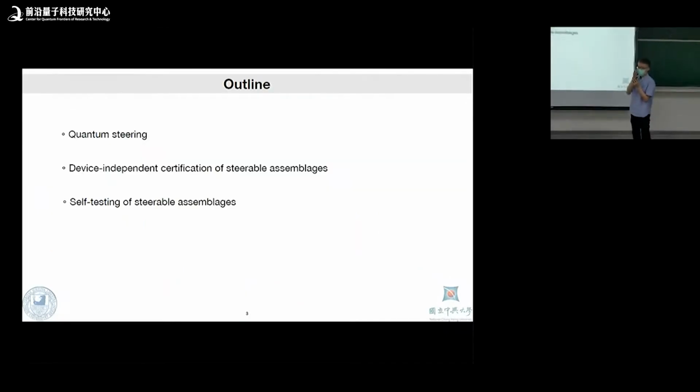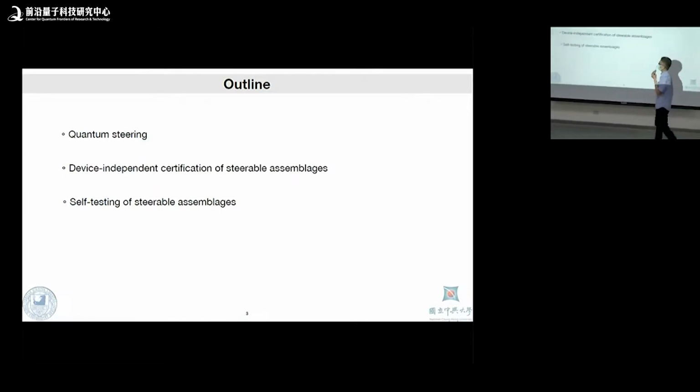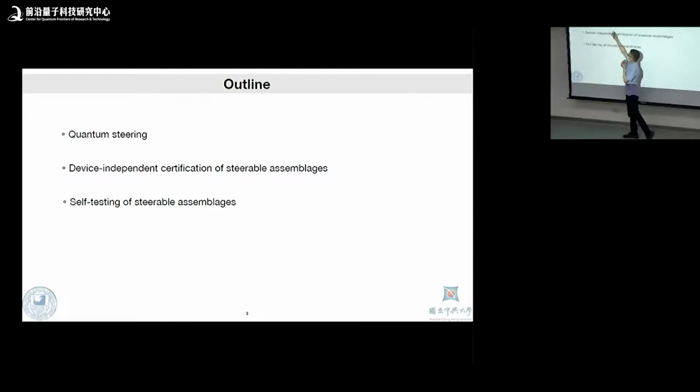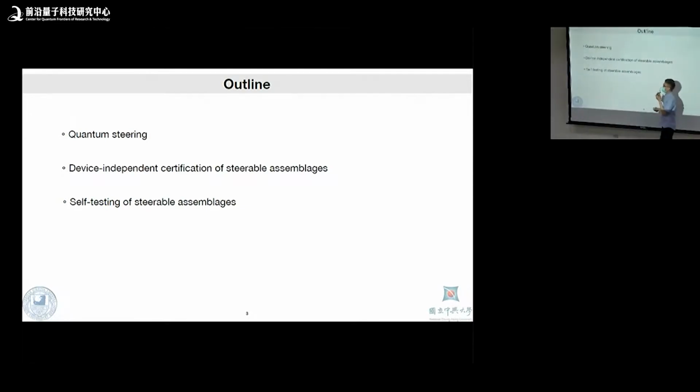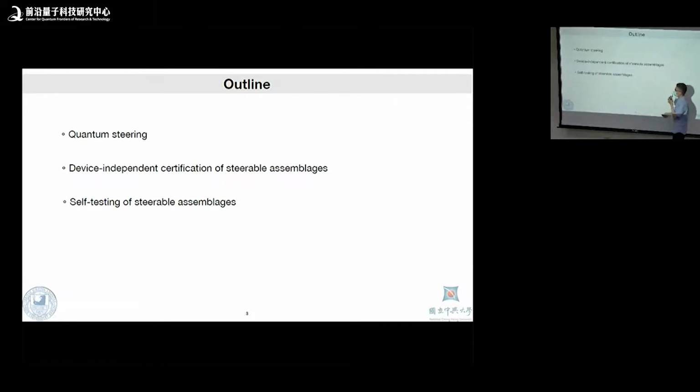So here's my outline today. First of all, I would like to share the idea of quantum steering. After that, I will tell you some brief idea of device-independent certification of steerable assemblages. Finally, I would like to share our main research, which is self-testing of steerable assemblages.